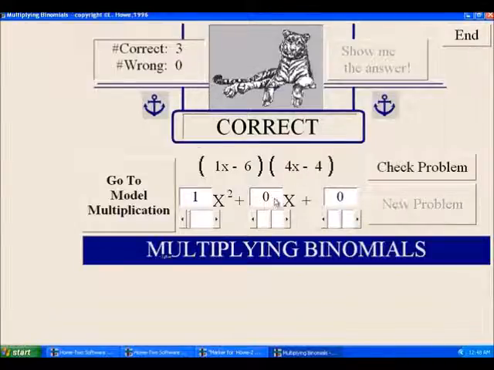New problem. First times first, 4x squared. Outside, minus 4x. Inside, minus 24x. Minus 24 and minus 4 is minus 28.